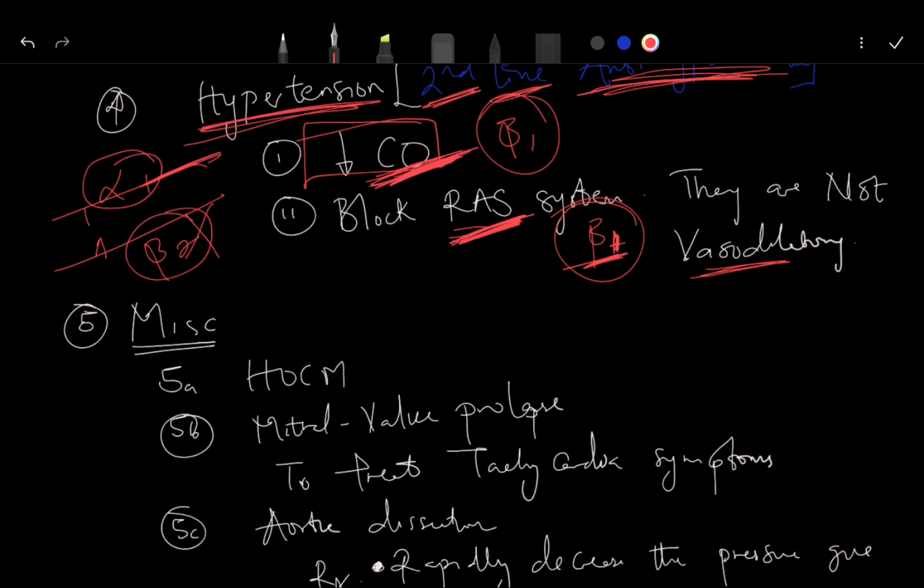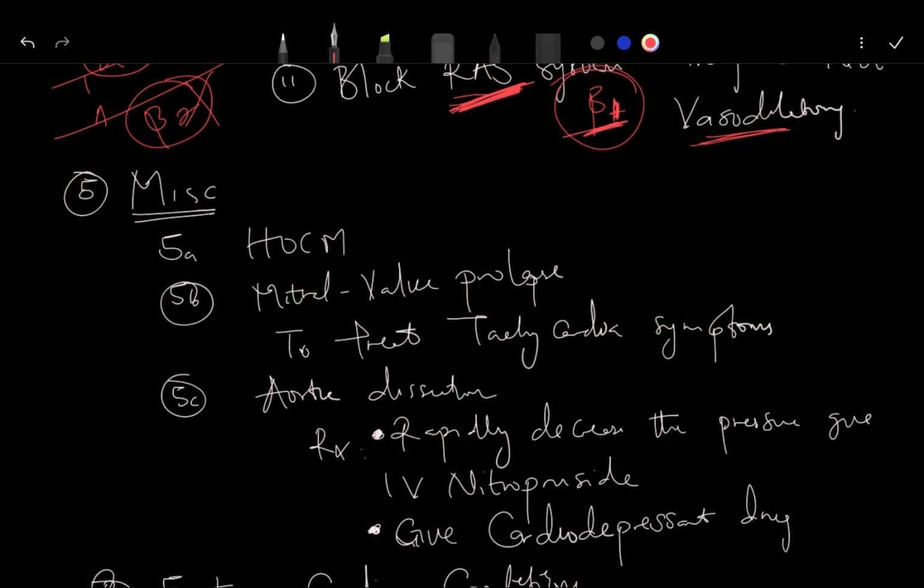Then other miscellaneous conditions in which we give beta blockers are HOCM, hypertrophic cardiomyopathy. We also give them for mitral valve prolapse. In mitral valve prolapse, there is a tachycardia symptom.